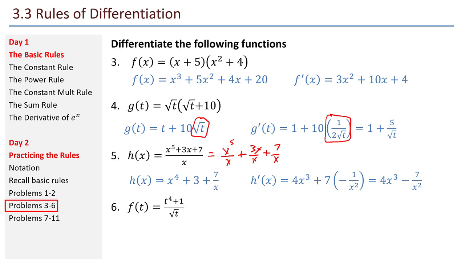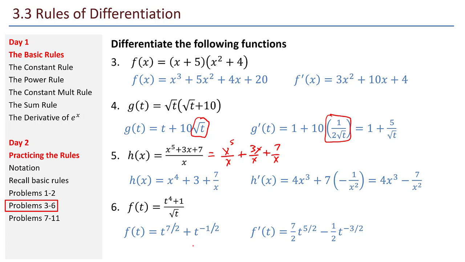So derivative of x to the 4 is 4x cubed. The derivative of 3 is 0, so that doesn't appear on the right. And then the derivative of 7 over x becomes negative 7 over x squared. And lastly, I do the same kind of procedure with problem number 6. And being very careful with the exponents, we end up with t to the 7/2 plus t to the negative 1/2. And that is something that I can differentiate using the power rule.